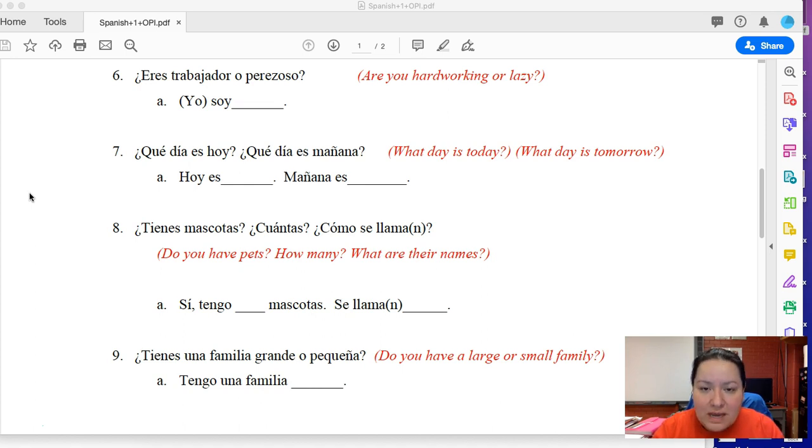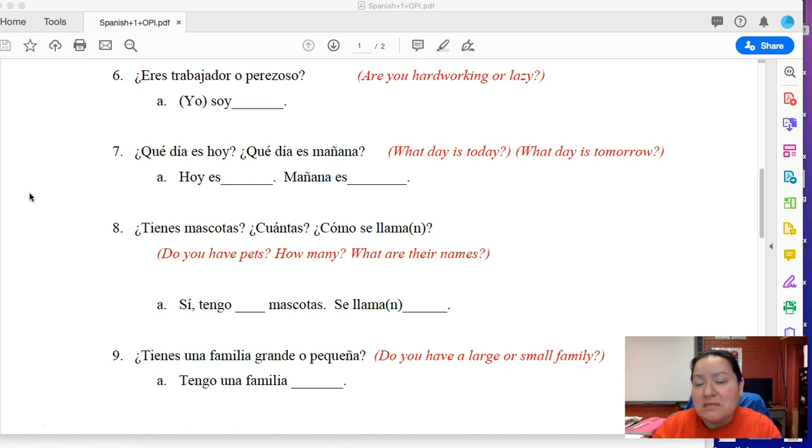And then once you've told me how many pets you have, then I'm going to ask you, ¿cómo se llama? O ¿cómo se llama tu mascota? What is your pet's name? Now, if it's just one pet, you would say, se llama Izzy. But if it's two pets, se llaman. And then you would give both names.